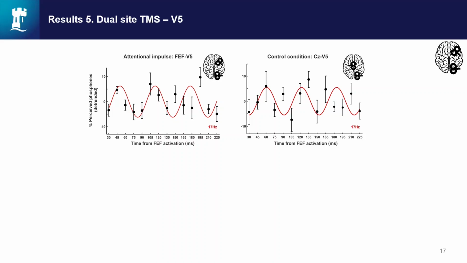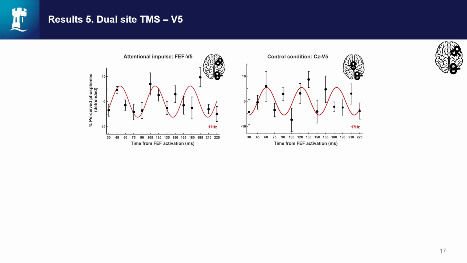So once again, you can see the amount of perceived phosphenes as a function of the delay from the stimulation of the frontal fields. And you can see on the left, there's the FEF V5, on the right, CZ V5. And you can see that, at least for the one on the left, there is this pattern. So the amount of phosphenes is going up and down over time. Yes, spoiler alert, it's again in the beta frequency.